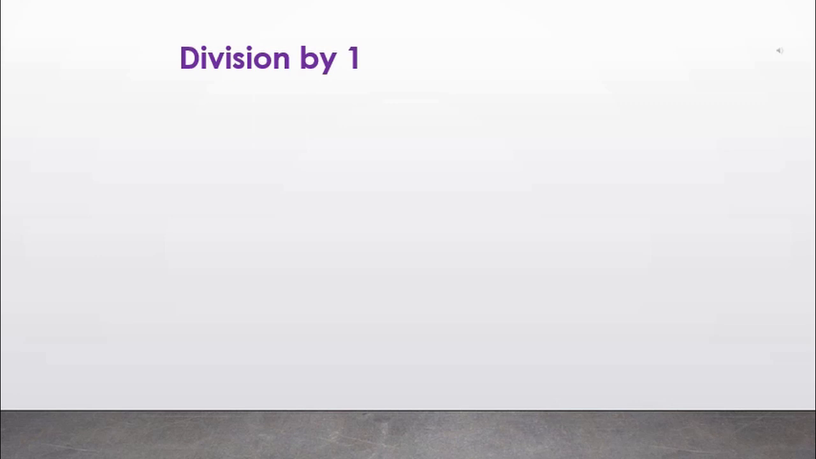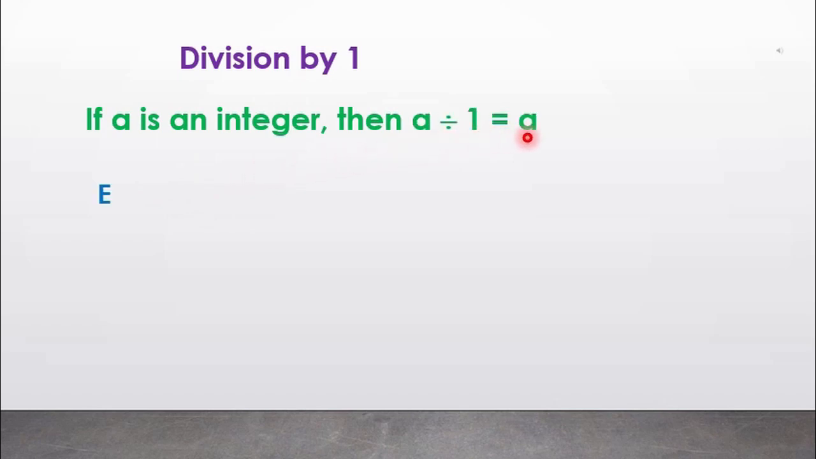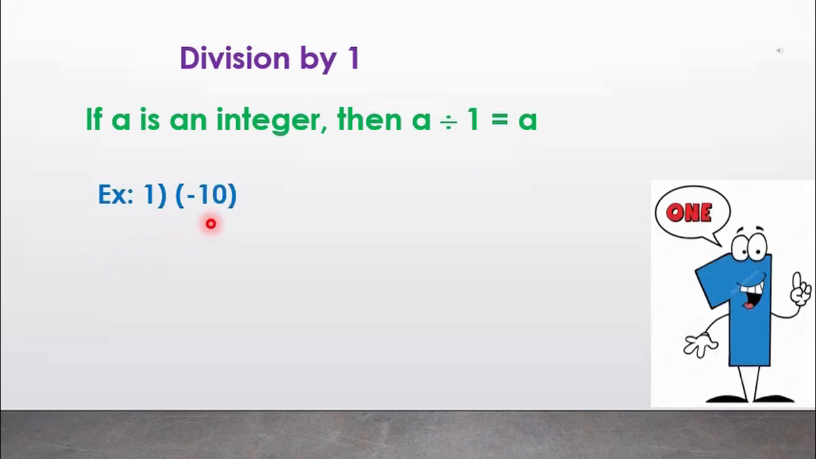Division by 1. If a is an integer, then a divided by 1 is equal to a. For example, minus 10 divided by 1 is equal to minus 10. Another example, 150 divided by 1 is equal to 150.